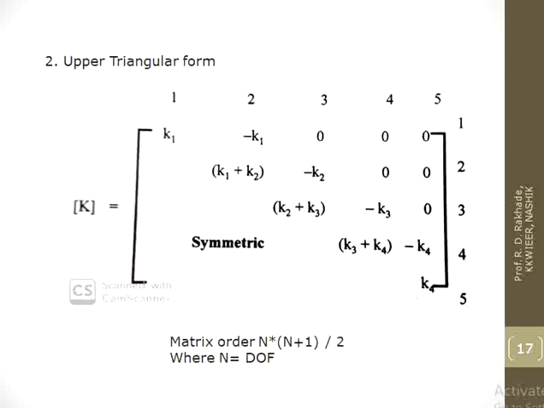In the second type, if the computer uses the upper triangular form only, then for the same problem we require only 1, 2, 3, 4, 5, 6, 7, 8, 9, 10, 11, 12, 13, 14 and 15. Means it is reduced from 25 to 15, so we can save 10 cells in upper triangular form. The formula is n into (n plus 1) divided by 2. This is the generalized formula, so we can calculate.